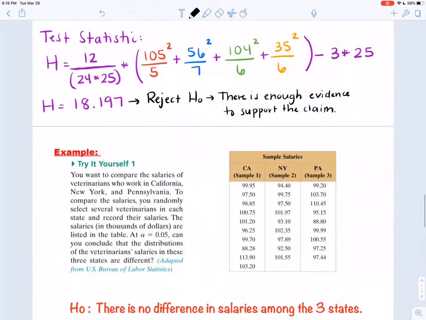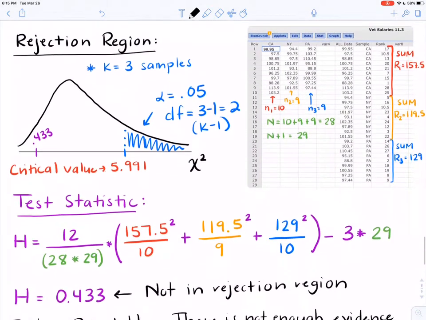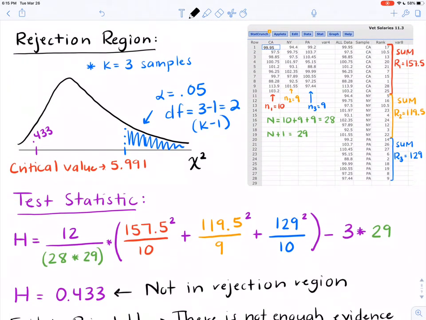Now, just to give you one more example, and I went ahead and worked through this one. But again, anytime I want to compare 3 or more groups, this is the test that I'm going to use. So again, null hypothesis, there is no difference in the salaries for these 3 groups. Alternative, there is a difference. Chi-squared rejection region. We had 3 samples here, so degrees of freedom is 2.